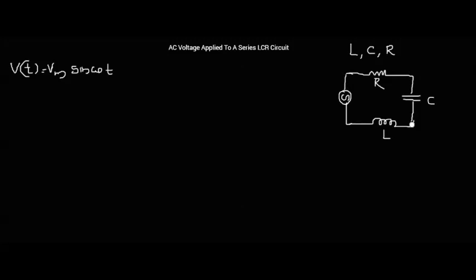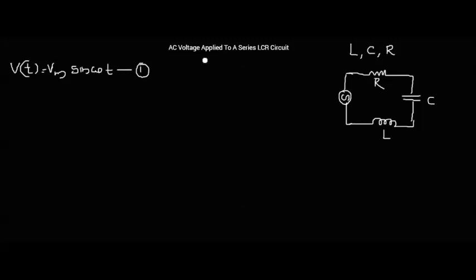Next we have to deduce an expression for current flowing through the circuit. In two different ways I can deduce the expression for current flowing through the circuit. The first way is using the phasor diagram method, and the second method is the analytical method. We will do both. First we will start with the phasor diagram method.